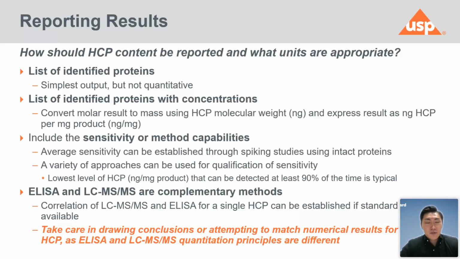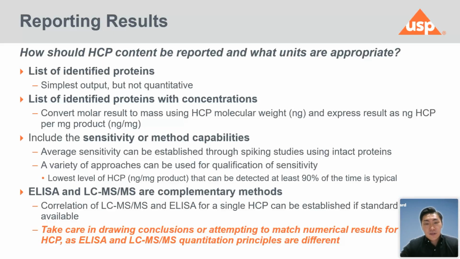So this is probably the most interesting part and probably one of the most important parts about this presentation, which is reporting results. So how should whole cell protein content be reported and what units are appropriate when you're using mass spec? Well, first, the easiest way is to list identified proteins, simplest output, but not quantitative, right? And then you can also list identified proteins with concentration. This requires conversion of molar results to mass using whole cell protein molecular weight and expressing results as nanogram HCP per mg of product.